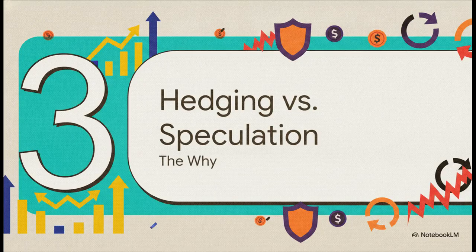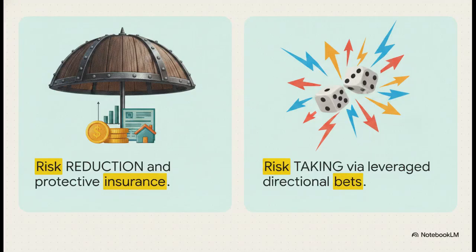Section 3. Hedging versus speculation, the why. Probably the most important concept to grasp is that the exact same financial instrument can be a deeply responsible, calculated move or a wild gamble. It depends entirely on context. Hedging is all about risk reduction. It's insurance. You're protecting an exposure you already have. Speculation, though, that is risk-taking. You don't have an underlying position. You're purely using leverage to make a directional bet on where a price is heading.